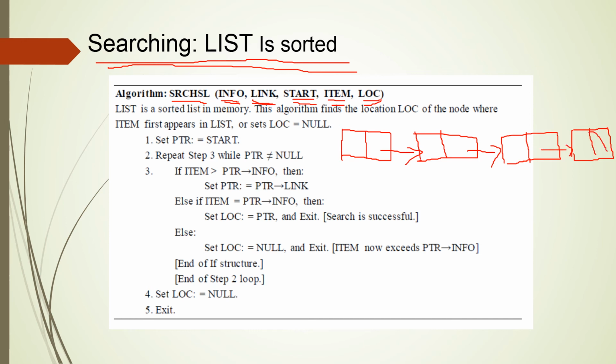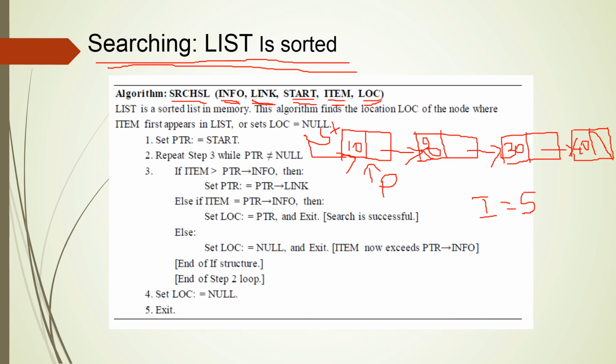So the link field of the last node holds the value null, and the variable start is pointing to the starting node. Here the elements are 10, 20, 30 and 40. So PTR is equal to start, which means PTR is pointing to the first node. PTR not equal to null, the condition is true. Let us assume that the item I need to search is, say, 5.